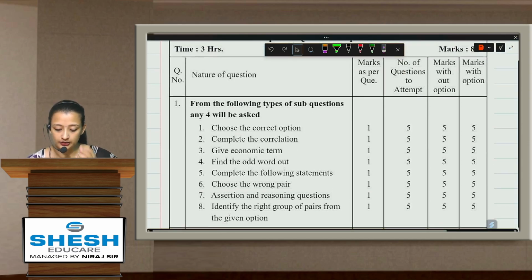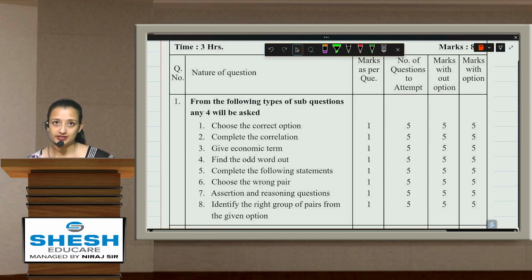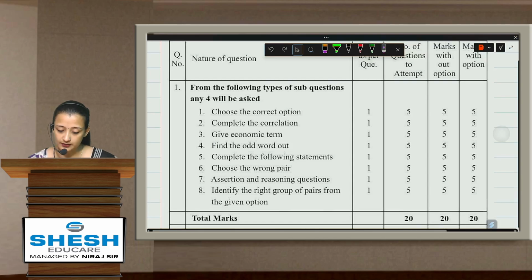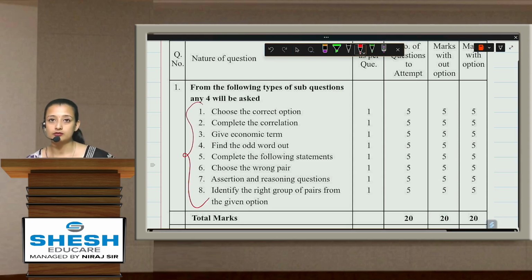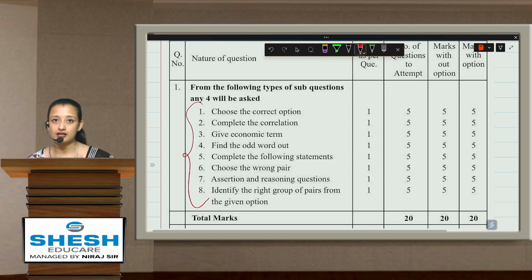Now, initially we know that we start from objectives. Objectives, question 1. Now it depends on the person who's setting the paper. 8 choice of questions is given here for that person, that any 4 of these he will ask. Now from this you have to choose the correct option.